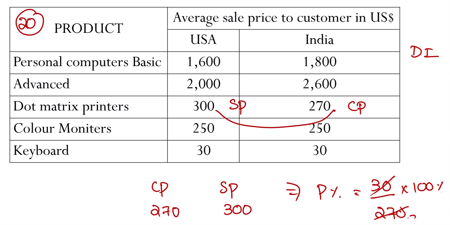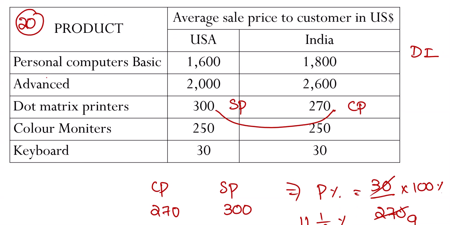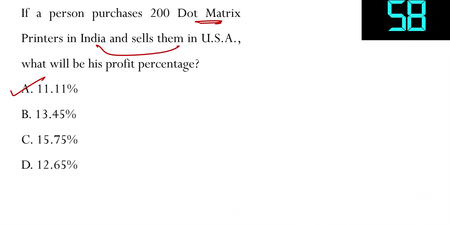It's 11 1 by 9% or 11.11, or we can say 11 1 by 9 percentage. CP to SP, 11.11 or 11 1 by 9 percentage. In the exam, both will be on the same slide. We can see question and diagram both. Here, for better visibility, we kept them in different slides.